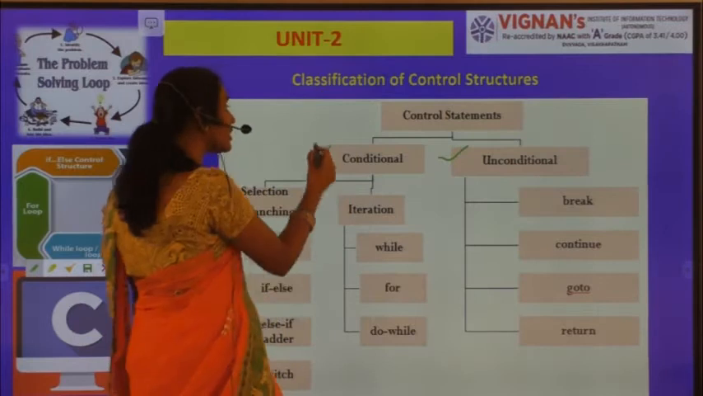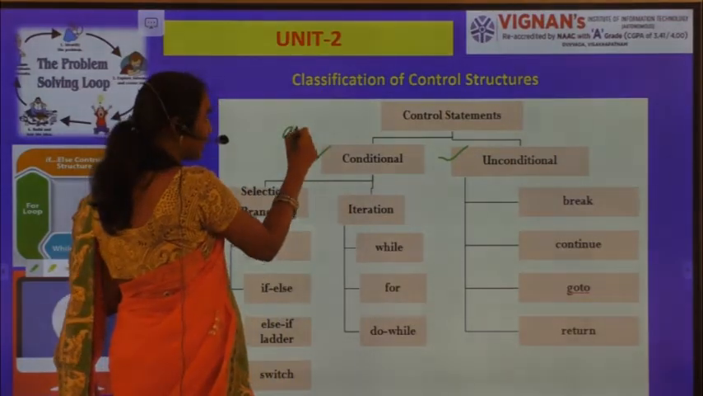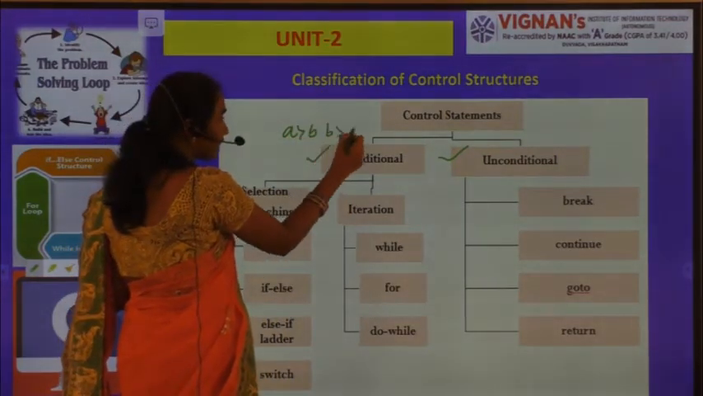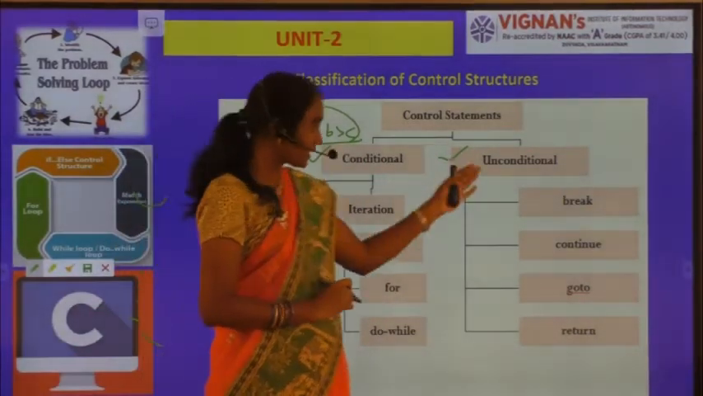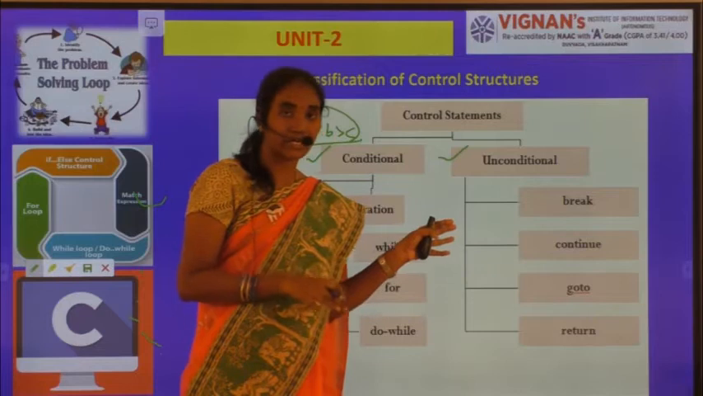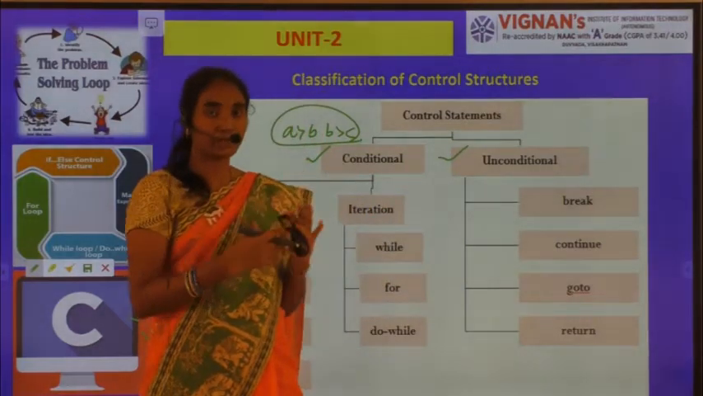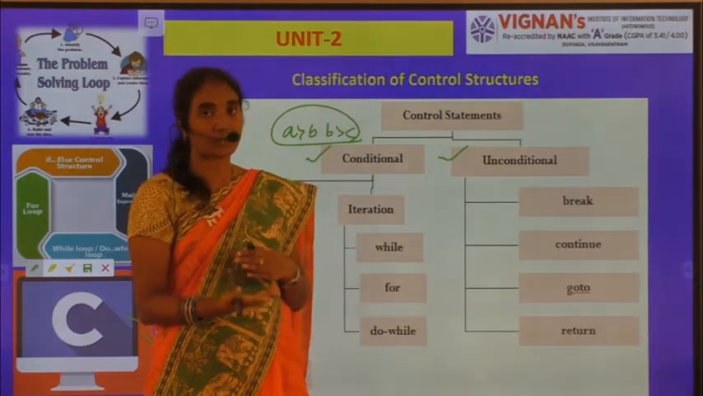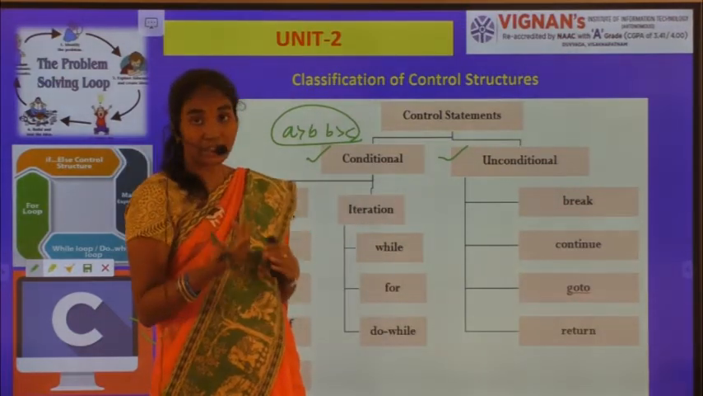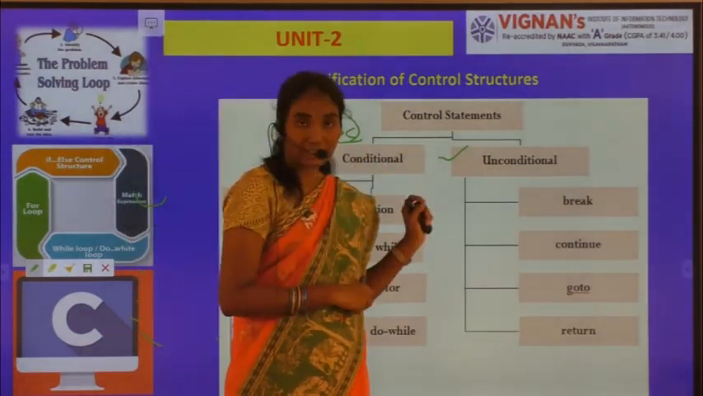So conditional means we are giving some condition like A greater than B or B greater than C. Likewise we are giving some condition as part of those statements. Whereas unconditional, here we will not give any conditions, but we can move from one place to another place, or we can jump from one place to another place without giving any condition. So that is about your unconditional.